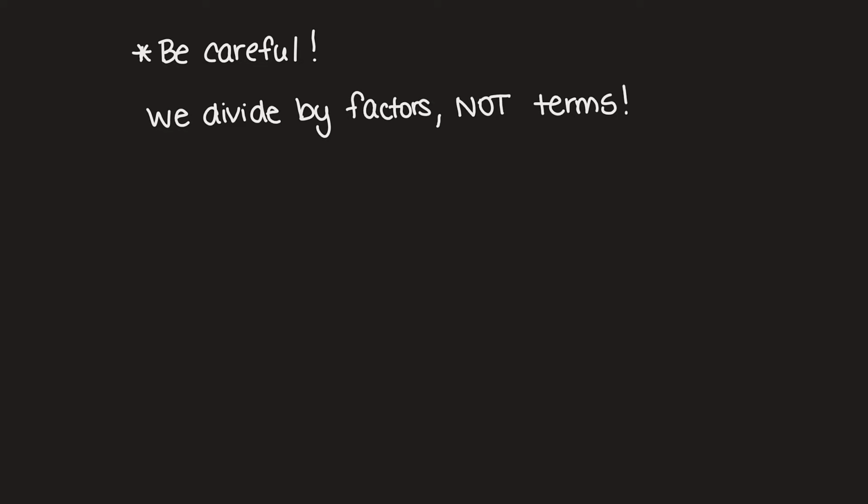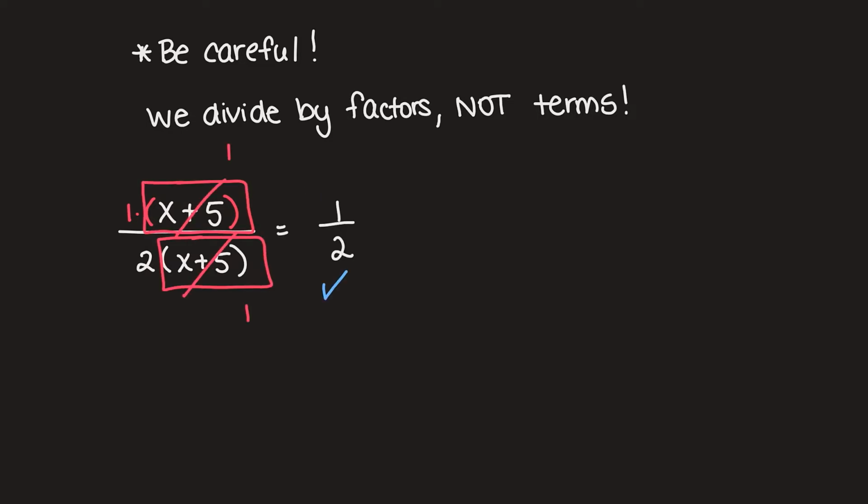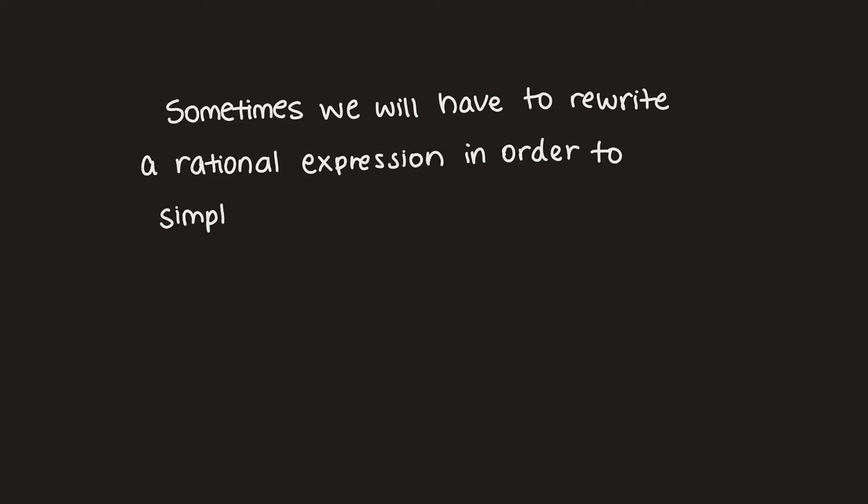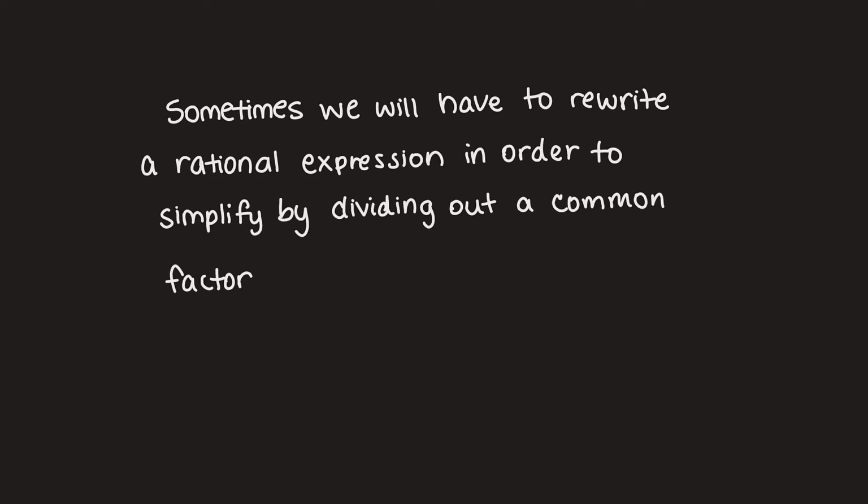So we need to be careful. Notice that we divide by factors and not terms. For this expression, we can divide by the factor x plus 5. However, for the second expression, we cannot divide by x, since the x in the denominator is a term in a sum, so this would be incorrect to do so. So sometimes we will have to rewrite a rational expression in order to simplify by dividing out a common factor.